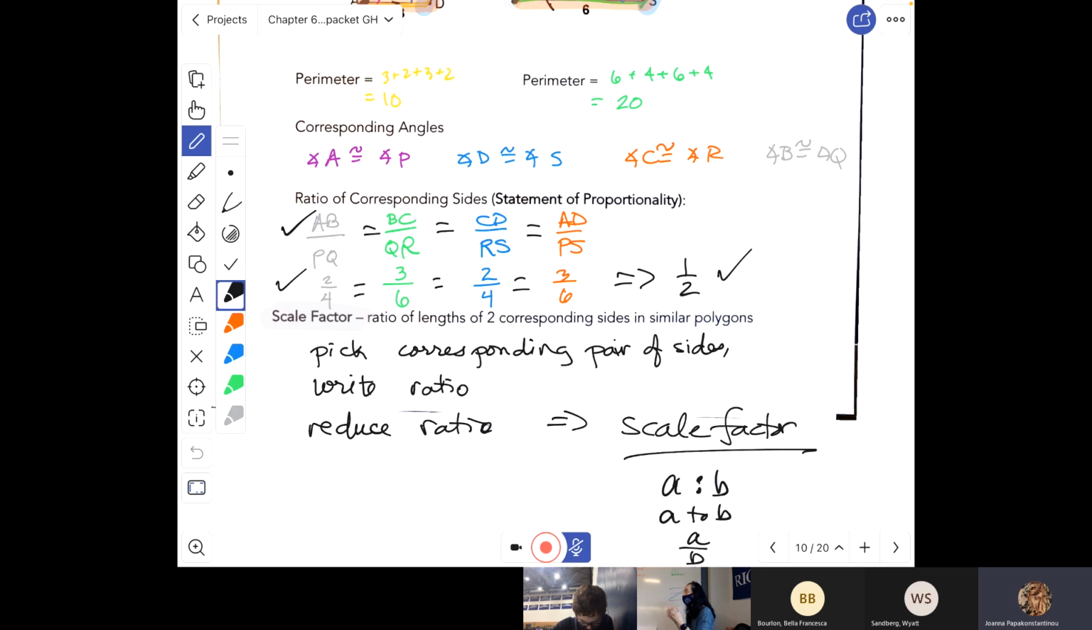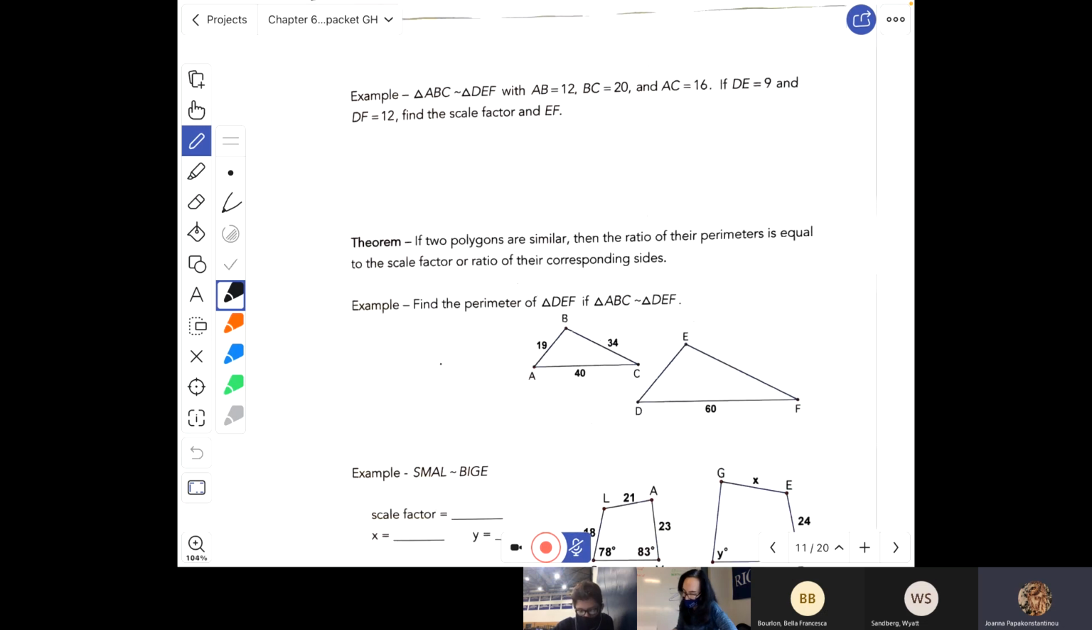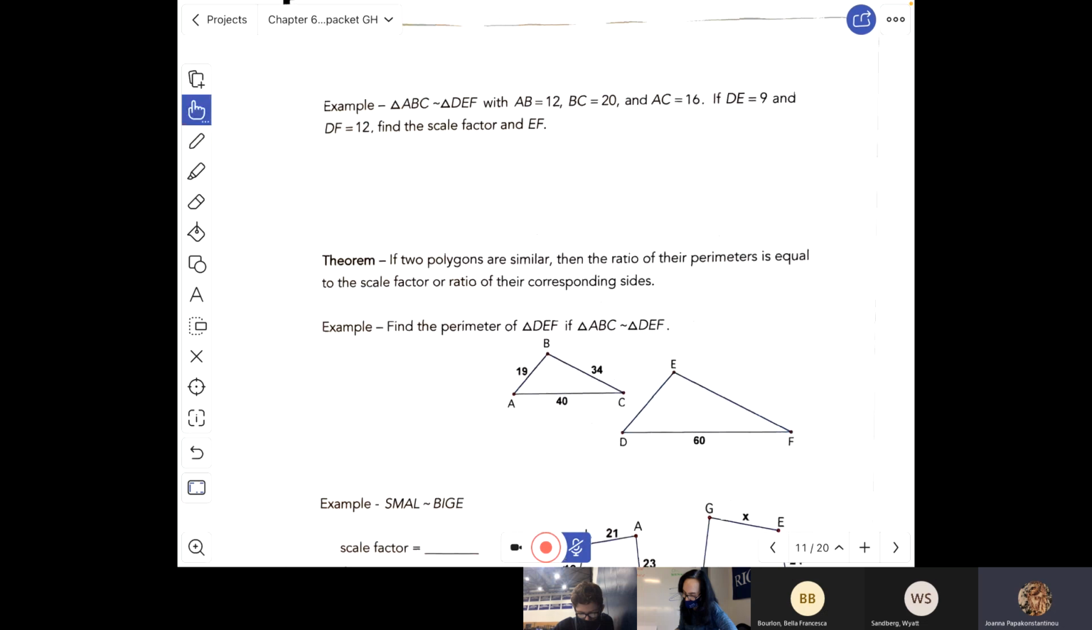So depending on which you choose to be A and which you choose to be B, it doesn't matter, but you have to identify that. Good. All right, let's go ahead and use this information. Let's find the scale factor, and then let's go ahead and answer a question based on that.